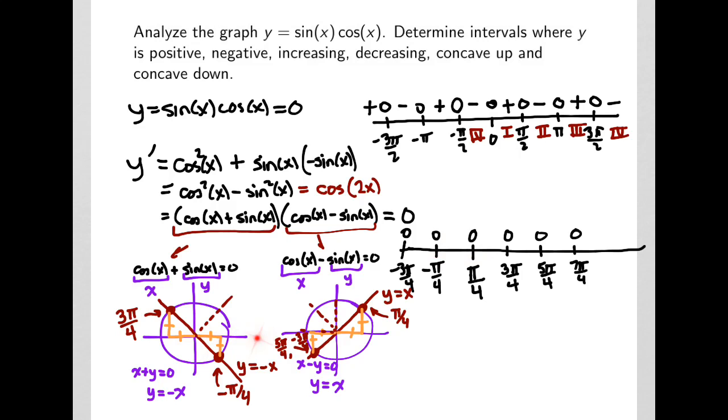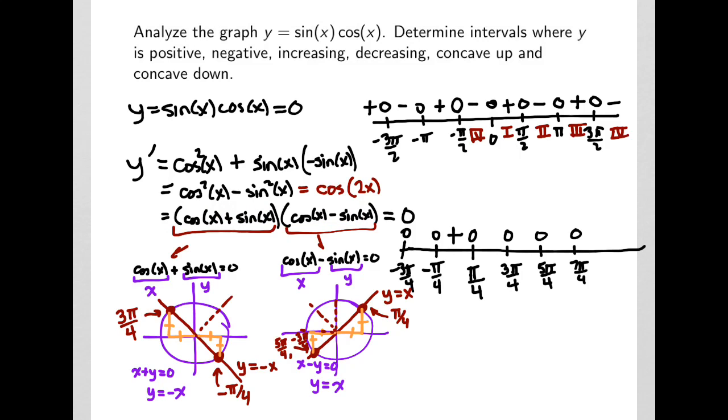So here I am at the angle 0 on each of my pieces. And so if I plug in the angle 0, I'm going to get cosine is 1, the sine is 0. So the first factor is 1, and the second factor is 1. And when I multiply those, I get a positive term.